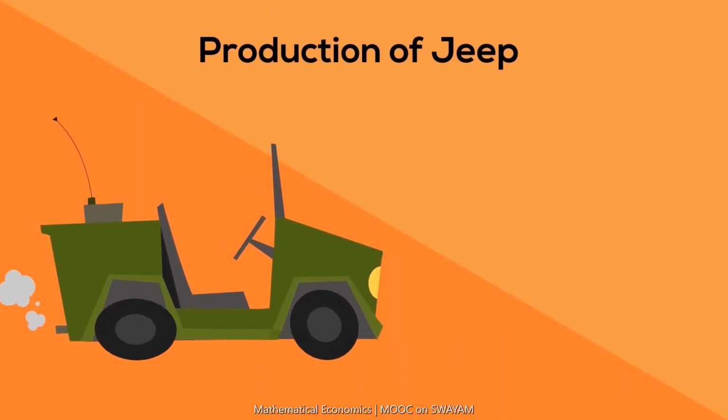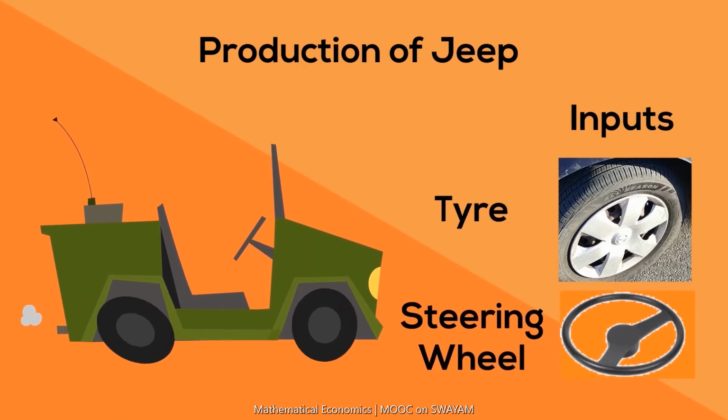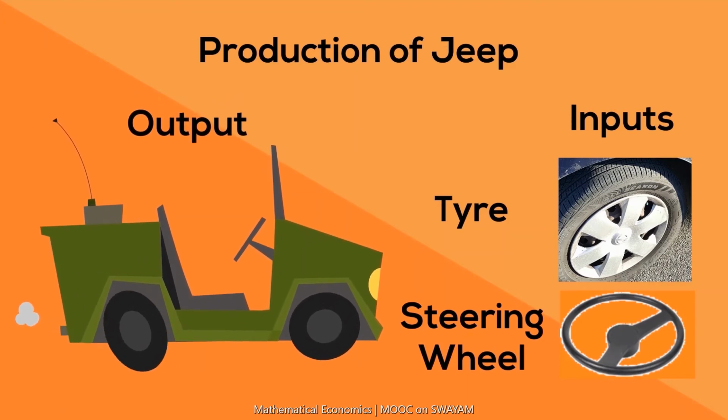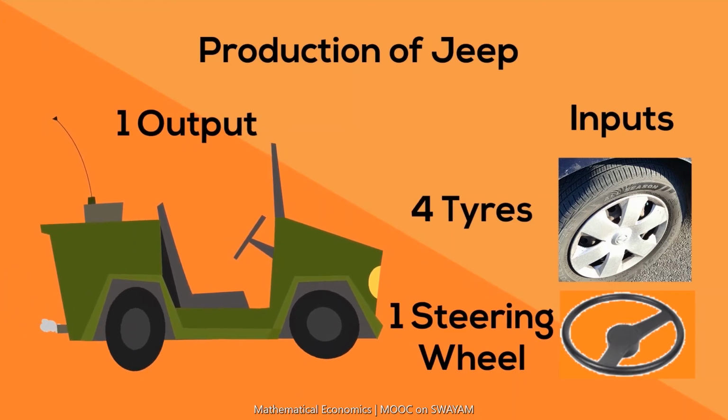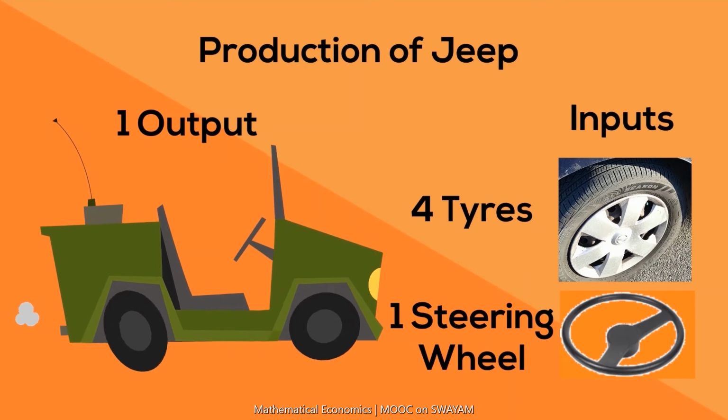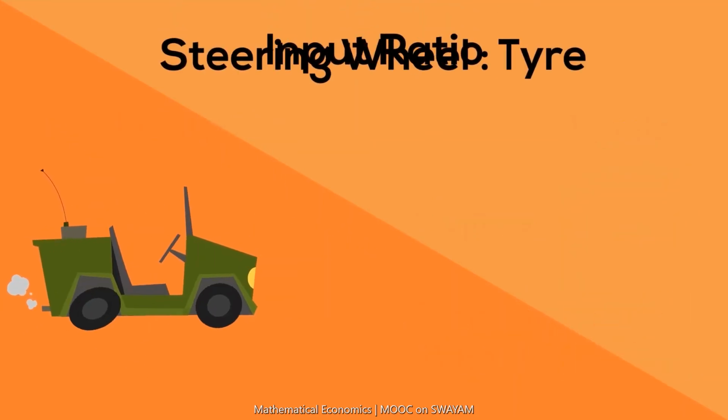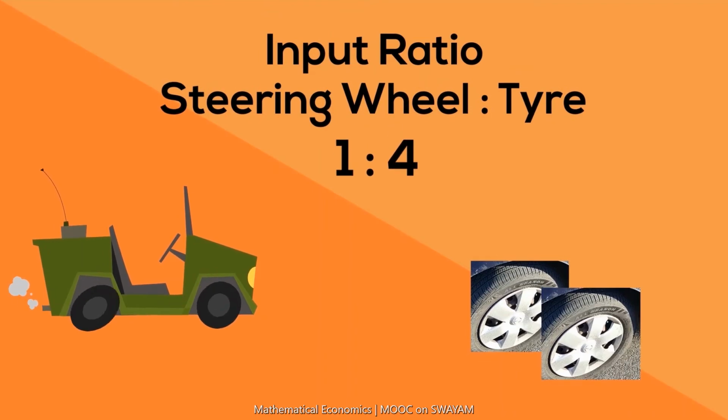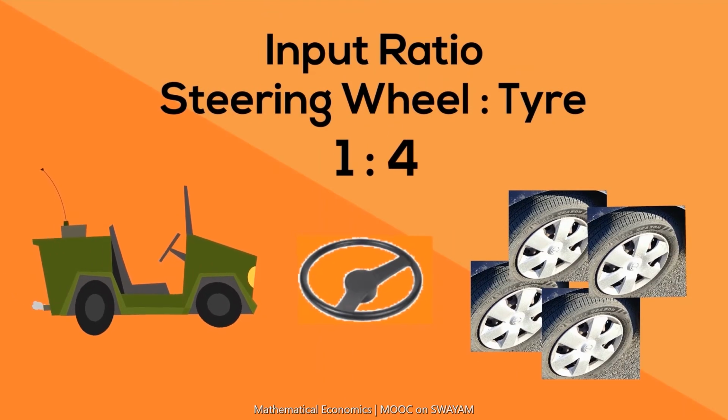Suppose that in order to produce a Jeep, only 2 inputs are used, tire and steering wheel. Jeep is the output. One Jeep requires 1 steering wheel and 4 tires. In other words, to produce an output of 1 unit, inputs are used in the ratio 1:4. That is 1 unit of steering wheel and 4 units of tires.